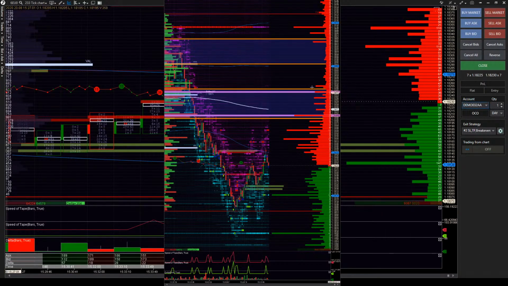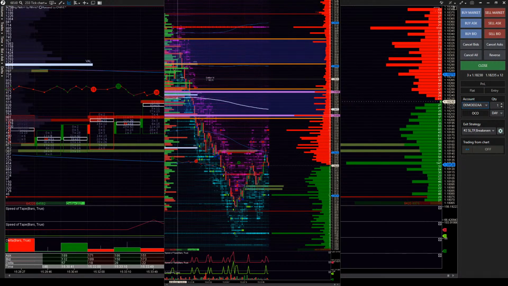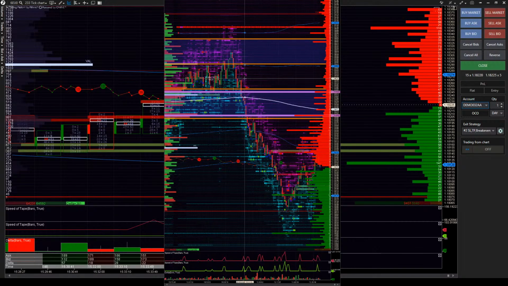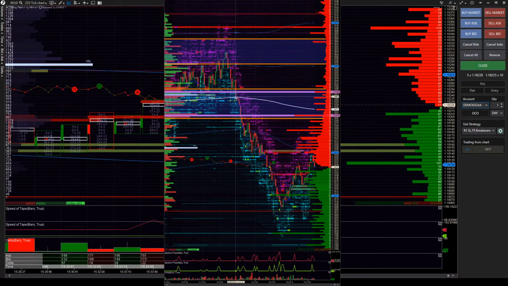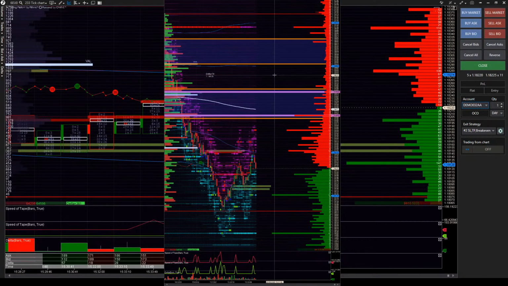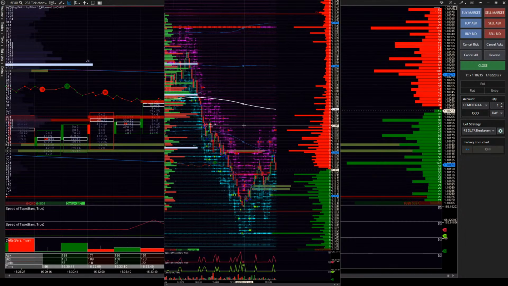Okay, let's see. Let me delete. This is what I traded earlier today, all this way down. Now it's a little bit stuck here, but let's delete everything I did in the morning so we can start from scratch.